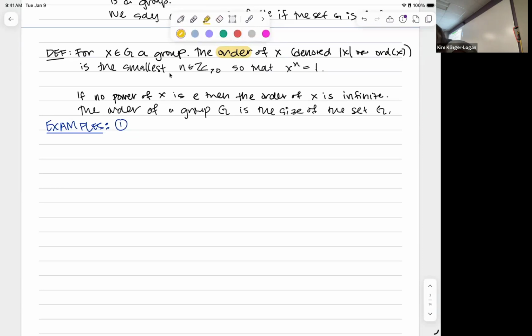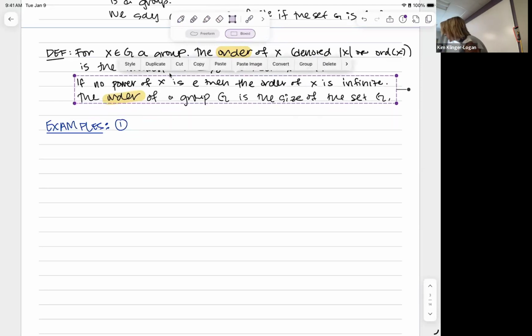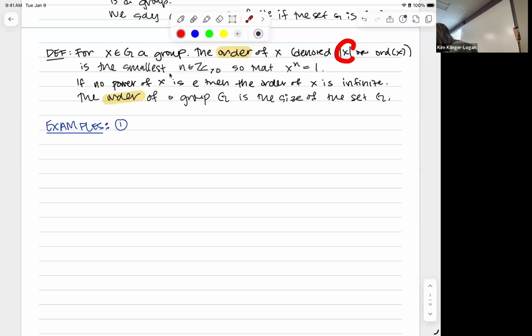So there's two ways you can use that word order, one to apply to an element and one to apply to the whole group. Your book usually denotes it with this absolute value sign, so as not to be confused with absolute value when that does apply. It doesn't usually come up, but sometimes we'll use ord x instead. Okay, so some examples. Basic boring examples.